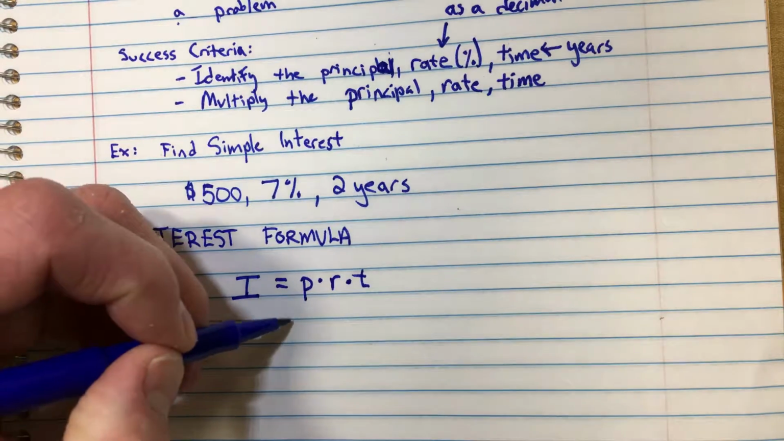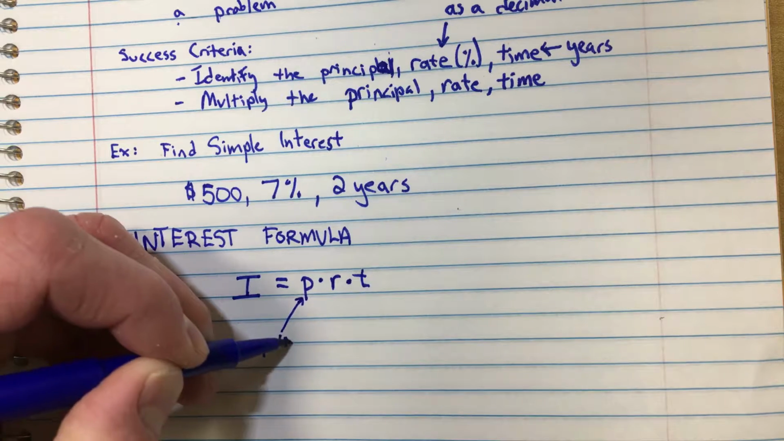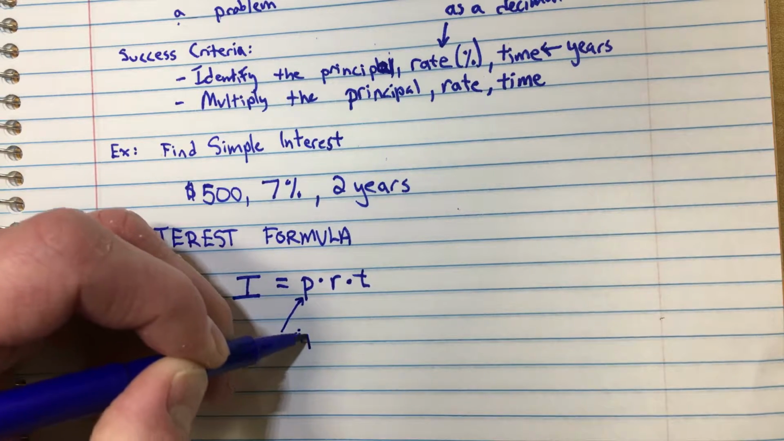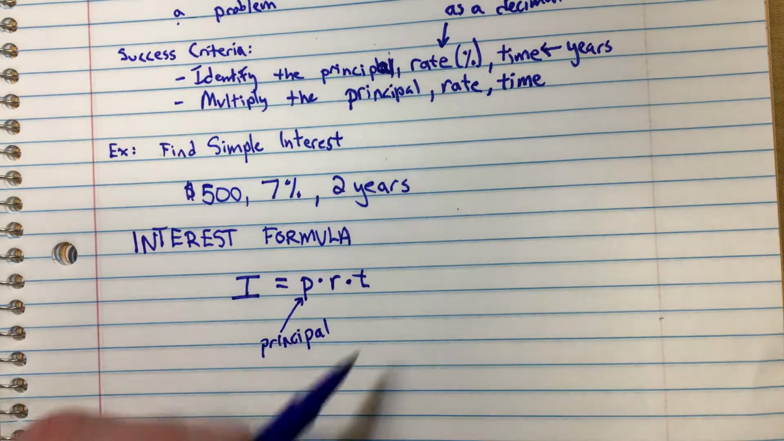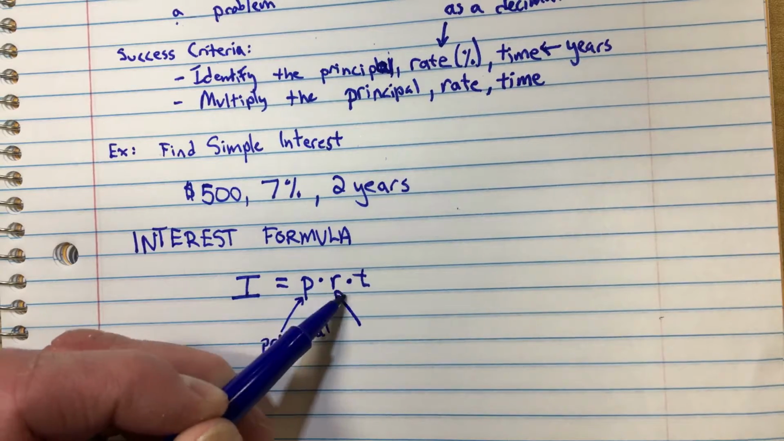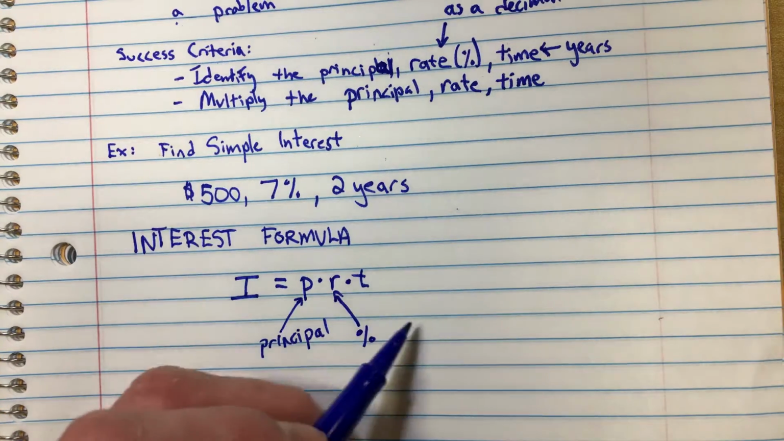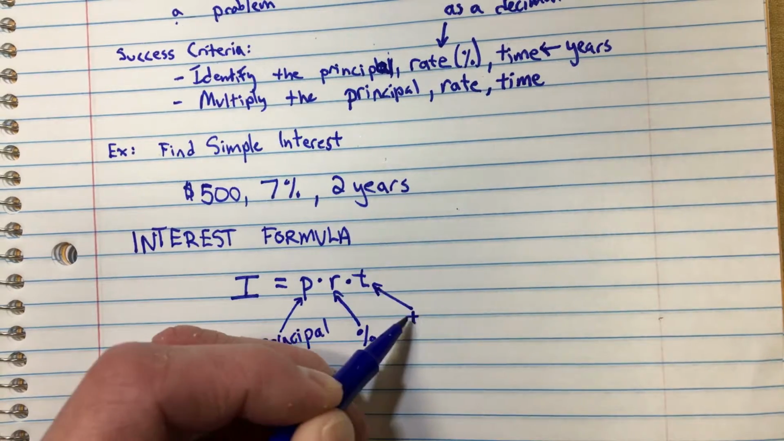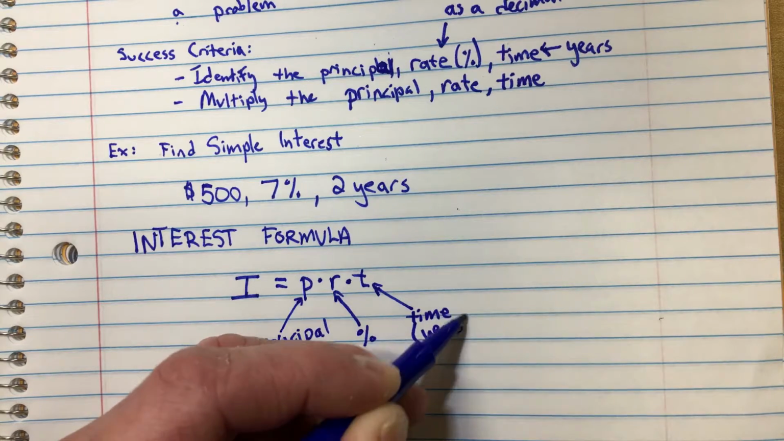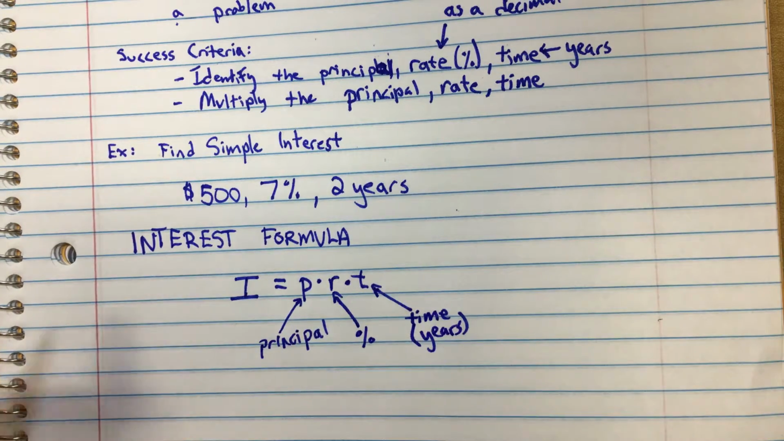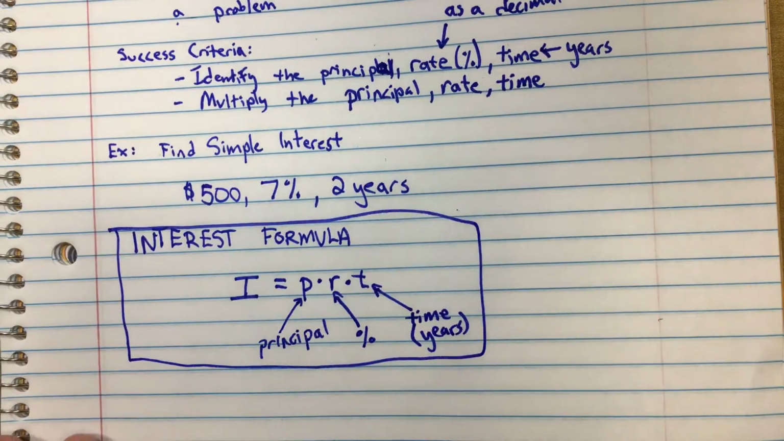The P is your principal, which is a starting amount. How much are you borrowing, or how much are you investing? The R is your percent, your rate, and the T is time. And like I said earlier, that's years. This is the most important thing that you need to know today. The interest formula is the most important thing.